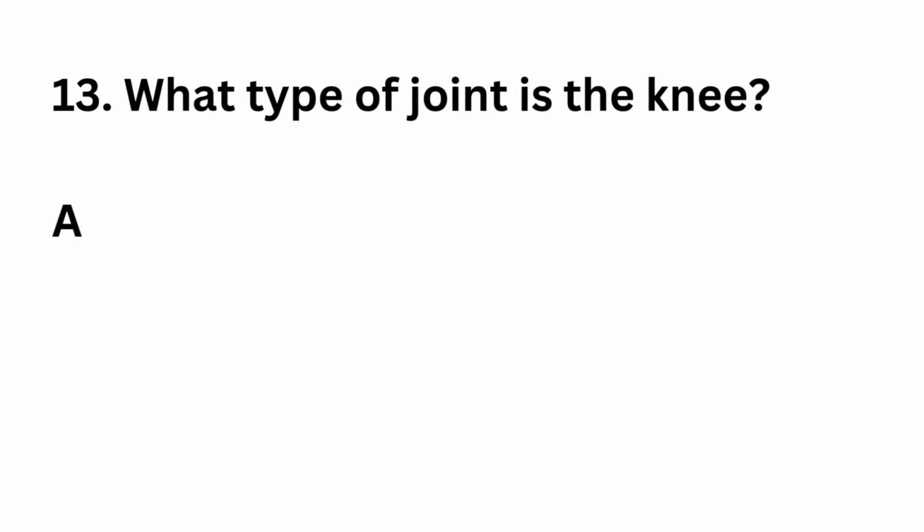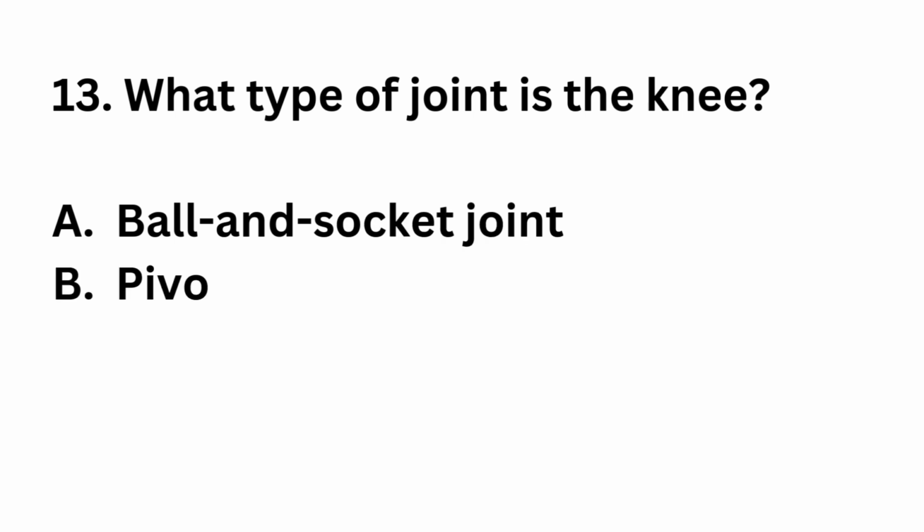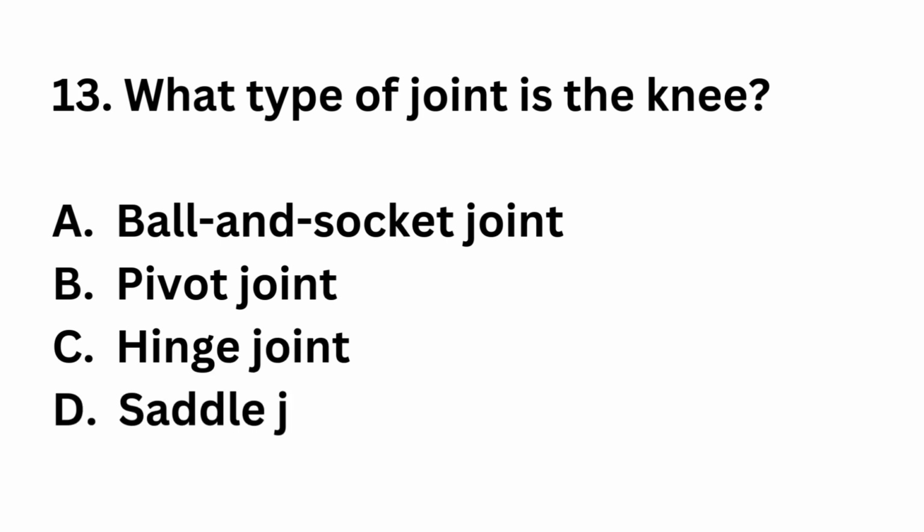13. What type of joint is the knee? A. Ball and socket joint. B. Pivot joint. C. Hinge joint. D. Saddle joint. The answer is B. Hinge joint.